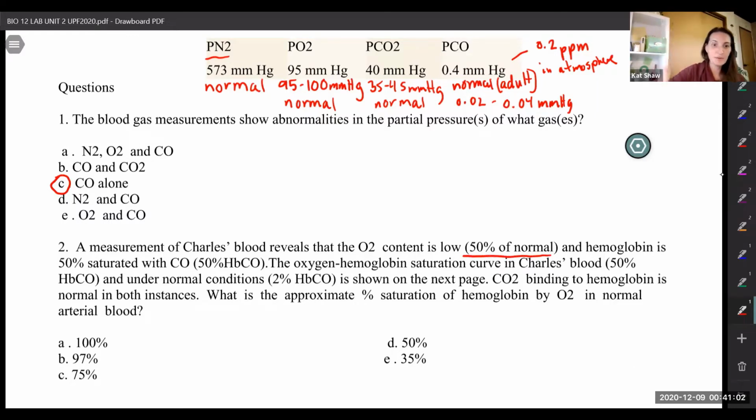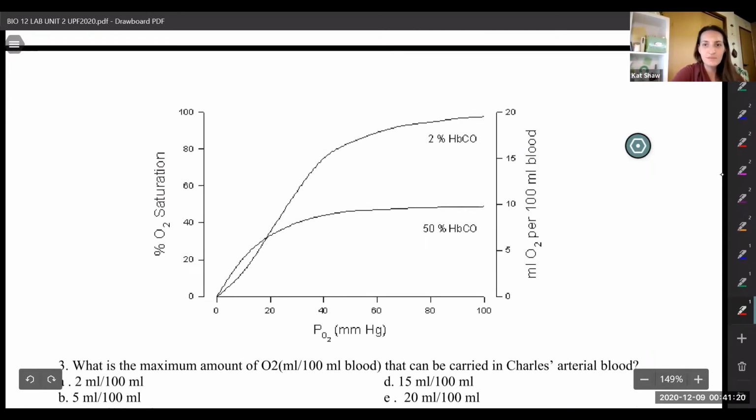So that tells us something about one of our y-axes here, the oxygen carrying capacity axis, where the oxygen content is going to be 50% of normal. And if normal is around 20.1 milliliters of oxygen percent, we're at about 10 milliliters of oxygen percent. And we can see that here right on the diagram on the next page. There's our oxygen content, and here's normal.